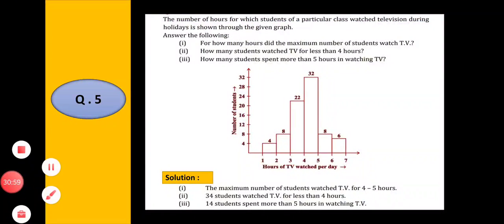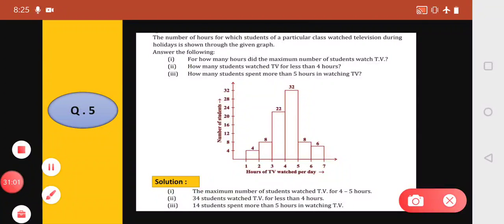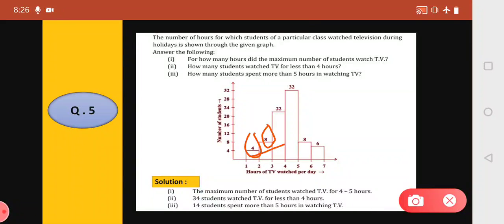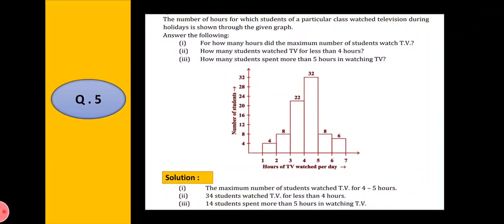Next, question number 2. Now we have to find how many students watch TV for less than 4 hours. So 34 students watch TV for less than 4 hours. Now less than 4 hours, here you can see the intervals starting before 4 and 5. So we have to count these 3. You will add all the 3, that is 4 plus 8, that is 12, and 12 plus 22, that is 34. So less than 4 hours, there are 34 students watching TV.